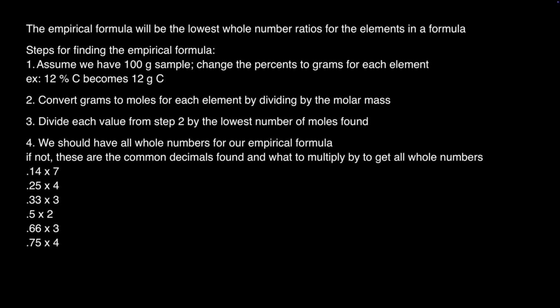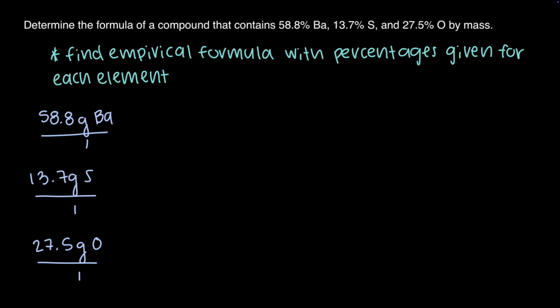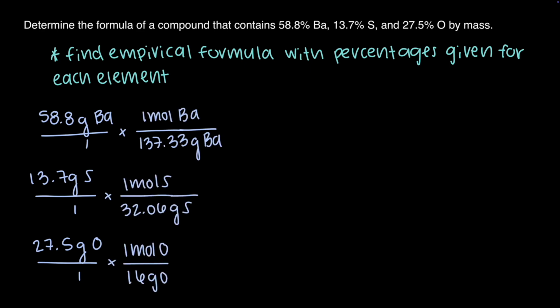Using the steps to solve the problem, we start with 58.8 grams of Ba, 13.7 grams of sulfur, and 27.5 grams of oxygen all over 1 so we can convert to moles. Using the molar mass for each, we will convert each element to moles. In the first fraction, 137.33 grams of barium goes on the bottom and 1 mole of barium on the top. We will do the same for the other two elements with their molar masses and calculate.